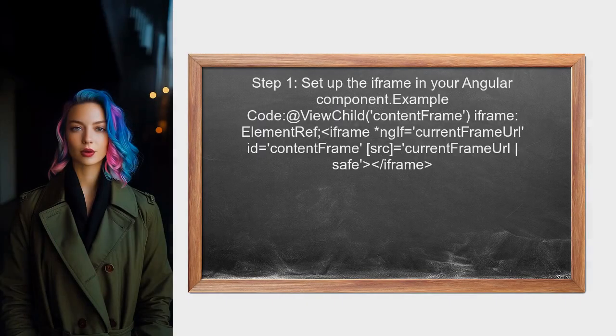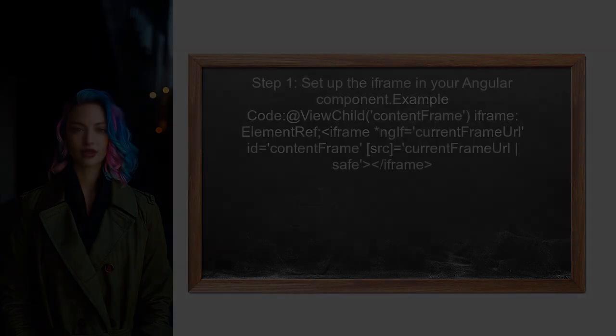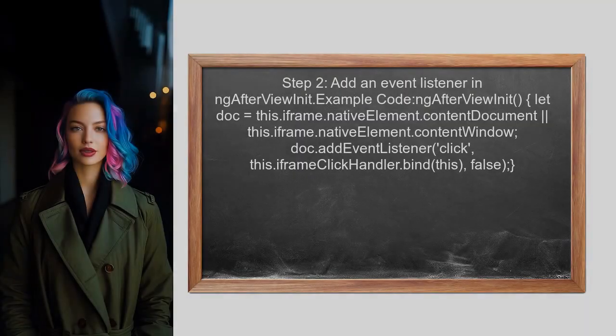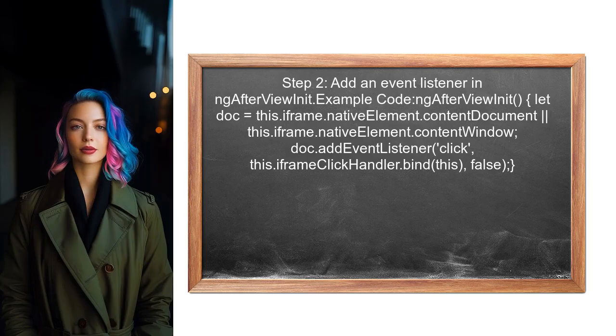To catch a click event on a link inside an iframe, the user should first ensure that the iframe is properly set up in their Angular component. This includes using the ViewChild decorator to access the iframe element. Next, the user needs to add an event listener to the iframe's document. This should be done in the ngAfterViewInit lifecycle hook to ensure the iframe is fully loaded before trying to access its content.